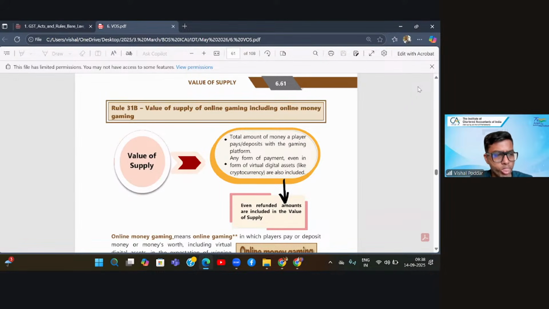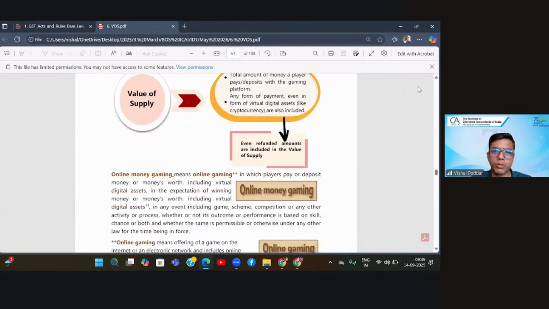Yes, sir. Value of supply of online gaming, including online money gaming. So value of supply is as follows. Total amount of money a player pays or deposits with the gaming platform. Any form of payment, even in form of virtual digital assets like cryptocurrencies, are also included. Below, even refunded amounts are included in the value of supply.